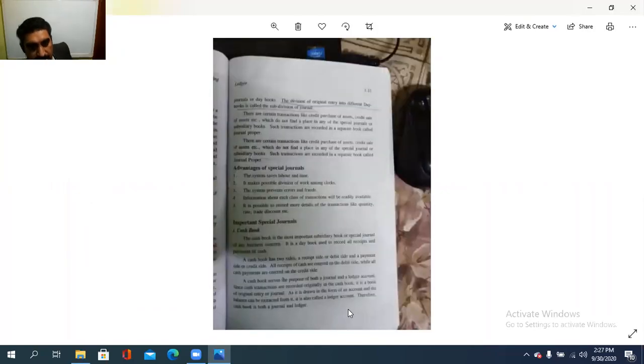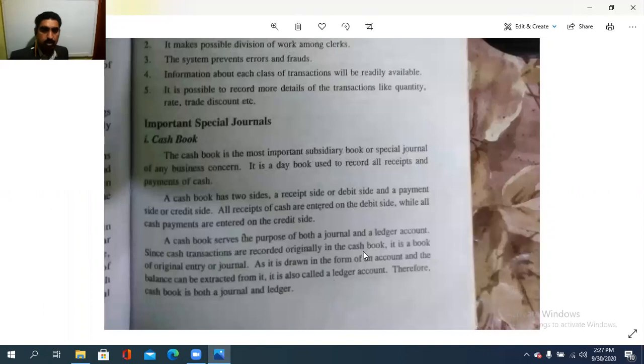An important special journal is the cash book. The cash book is the most important subsidiary book or special journal of any business concern. It is a day book used to record all the receipts and payments of cash. A cash book has two sides, a receipt side or debit side and a payment side or credit side. All the receipts of cash are entered on the debit side, while all the cash payments are entered on the credit side.